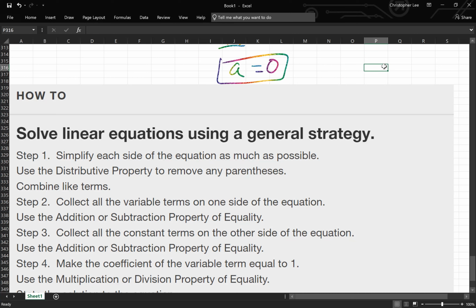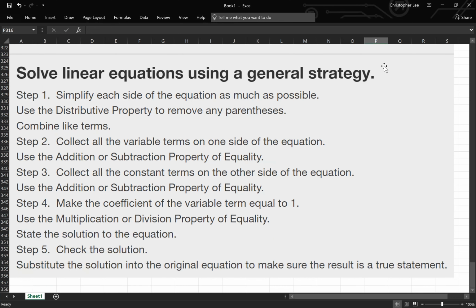Use the addition or subtraction property of equality. Step 3, collect all the constant terms on the other side of the equation. Use the addition or subtraction property of equality. Step 4, make the coefficient of the variable term equal to 1, and then use the multiplication or division property of equality. Next, state the solution to the equation. In step 5, check the solution. Substitute the solution into the original equation to make sure the result is a true statement.